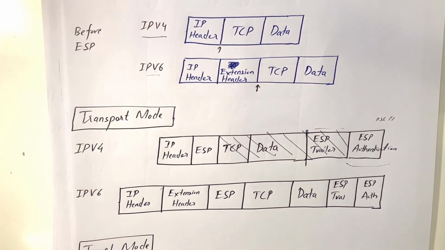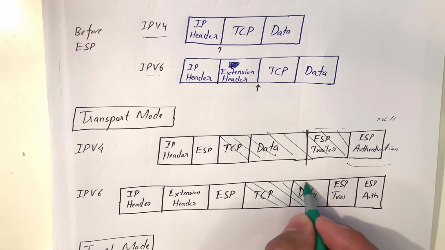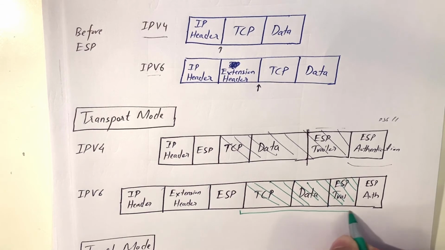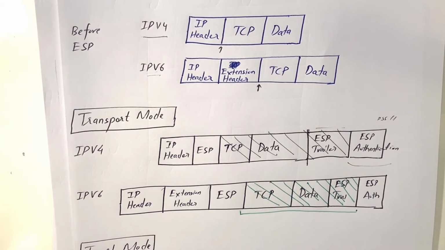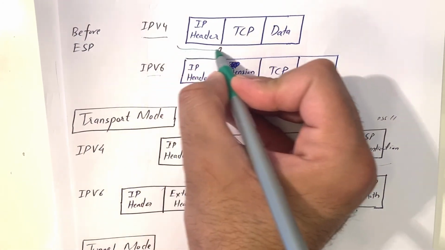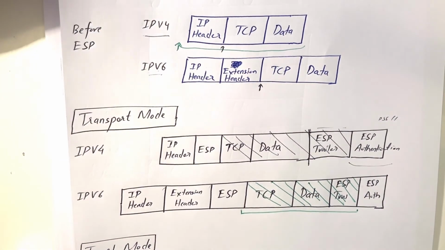Now, what is basically encrypted here? Your TCP header will be encrypted, data will be encrypted, and the ESP trailer will be encrypted. This part is going to be encrypted. This is how you implement ESP in transport mode. Now tunnel mode will be very similar, but slightly more complex. Why? Because here the overall packet is going to be treated as the inner packet, and we will add the ESP before that. Let's see how it looks in tunnel mode.